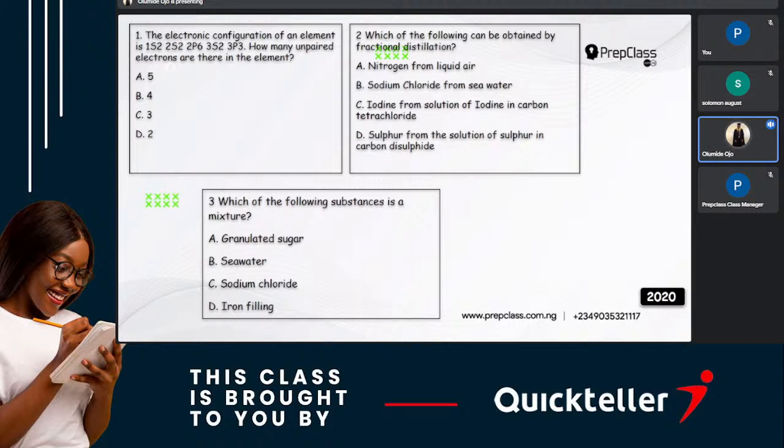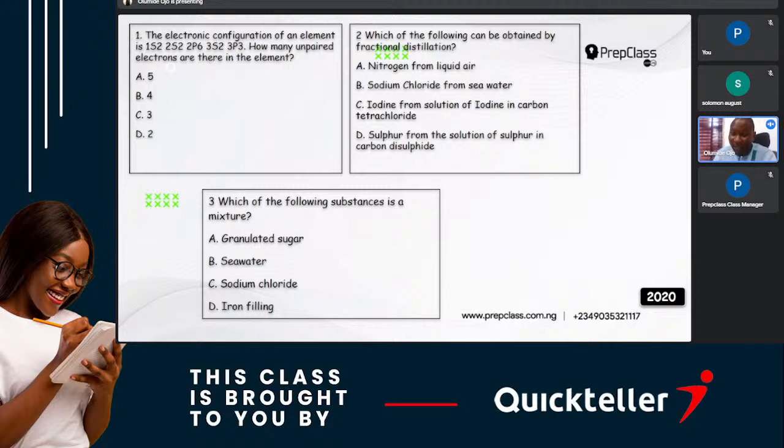But A, nitrogen from liquid air, the only method you can use for that is fractional distillation. What do you use fractional distillation for? For a mixture that has different boiling points. What will happen is that when the first one boils, the vapor will go out and you will collect it from the condenser. So nitrogen from the liquid air, nitrogen will be taken from the air because nitrogen is what? What's the molecular mass of nitrogen?